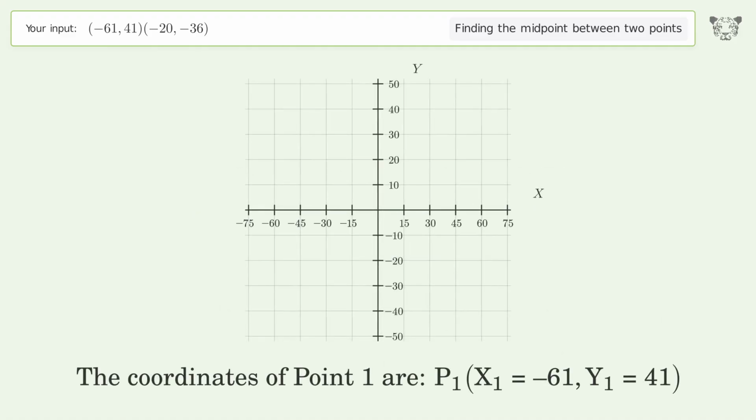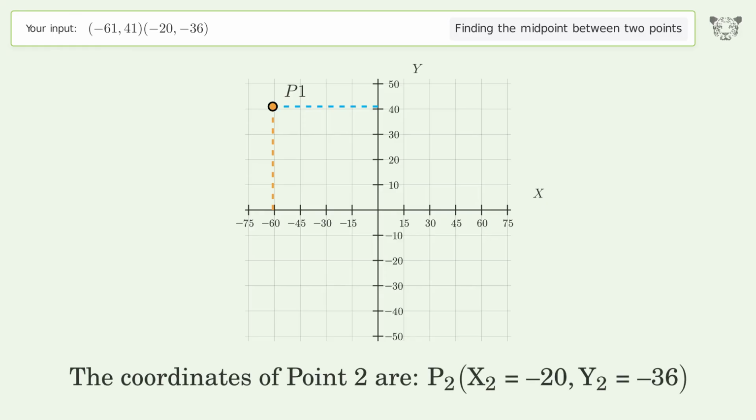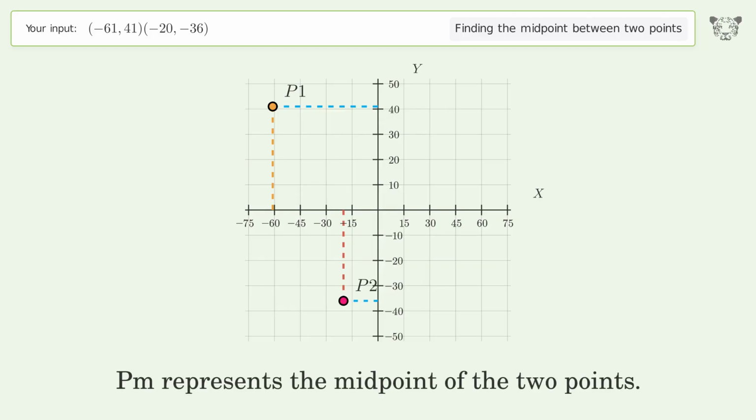The coordinates of point 1 are, x1 equals negative 61, y1 equals 41. The coordinates of point 2 are, x2 equals negative 20, y2 equals negative 36. PM represents the midpoint of the 2 points.